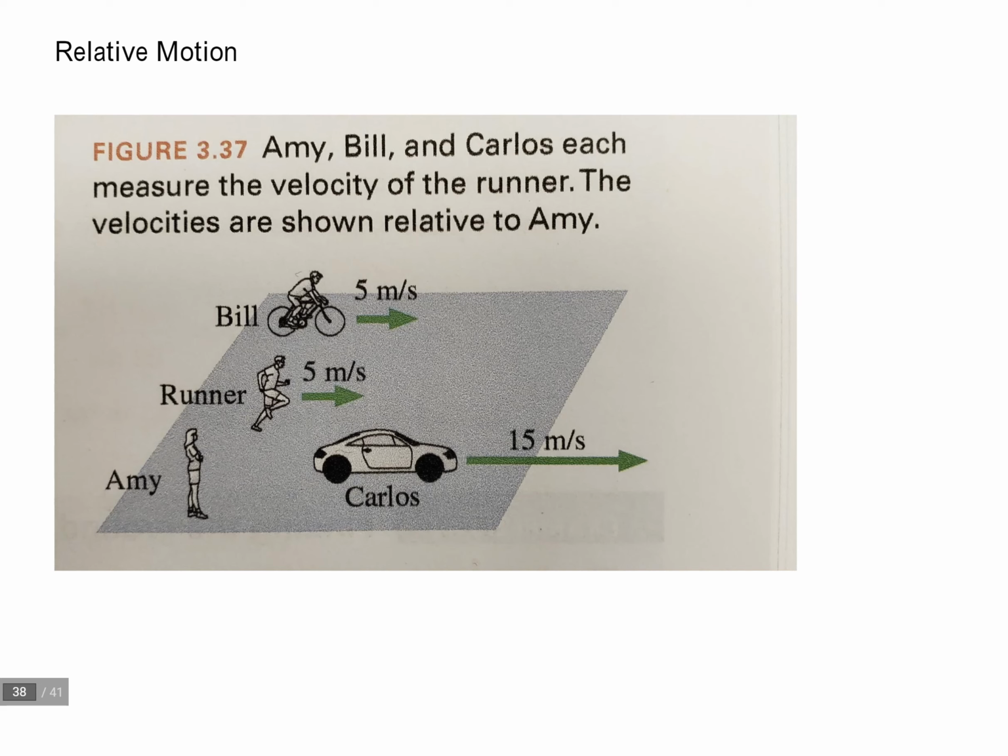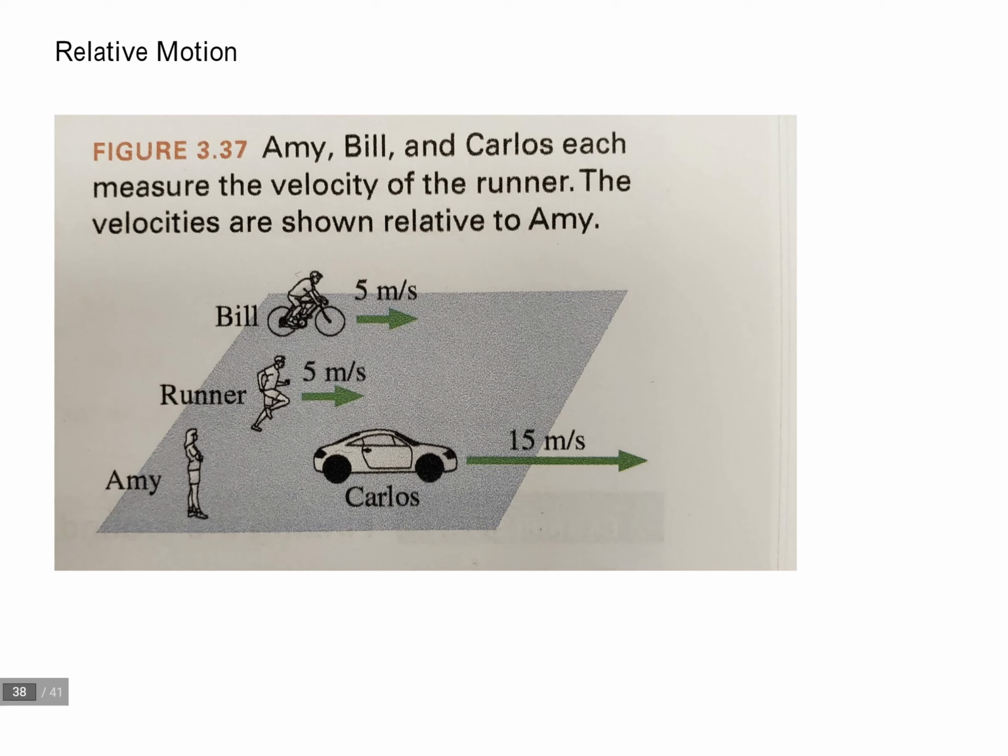And the answer is, relative to Bill, the runner is not moving, because Bill and the runner have the same velocity. They're going in the same direction at 5 meters per second. So really, Bill sees the runner moving his legs up and down, but the runner isn't going anywhere relative to Bill. So relative to Bill, the runner's velocity is 0 meters per second.